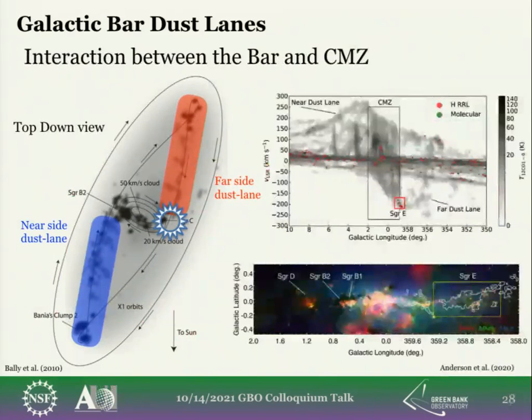To do that, I will highlight some recent work that was done by Lauren Anderson, who looked at Sagittarius E, which is located right here at this interaction location between the galactic bar dust lanes and the galactic center. Looking back at the figures that I've been showing previously, in the position velocity diagram you have gas that's accreting from the far side here, and right at that nexus location is gas associated with Sagittarius E, which is located here in the sky.